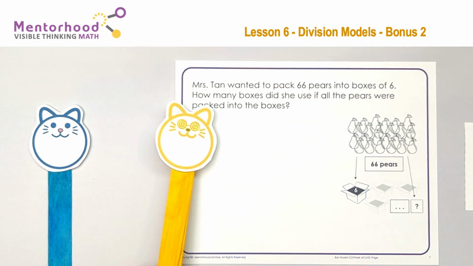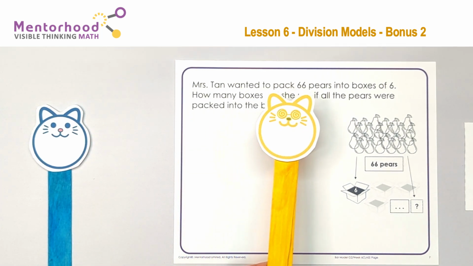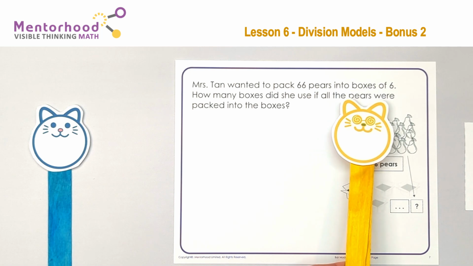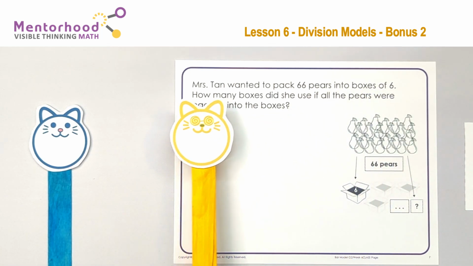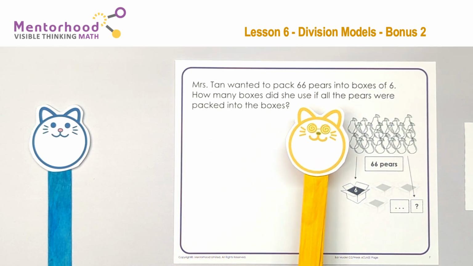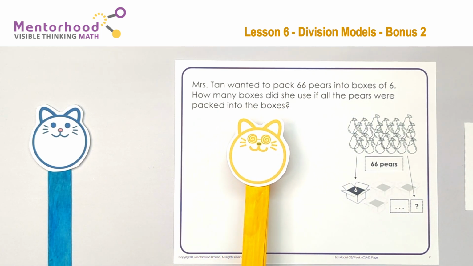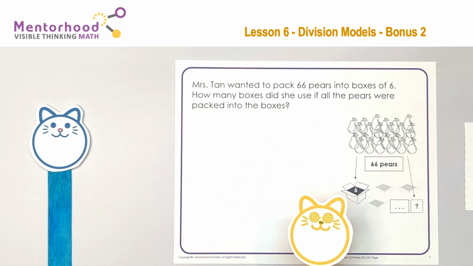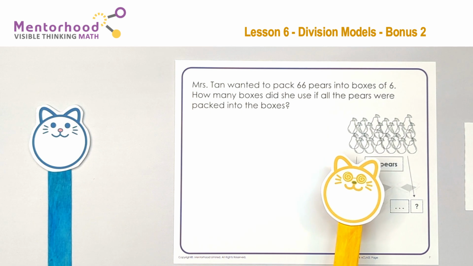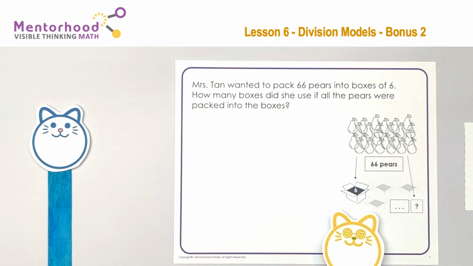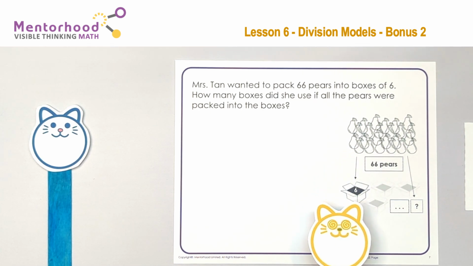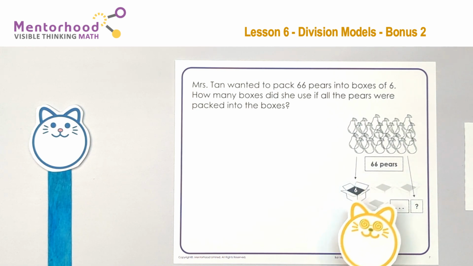All right. Mrs. Tan wanted to pack 66 pears into boxes of 6. How many boxes did she use if all the pears were packed into the boxes? So she had 66 pears and she wanted to put them into boxes of 6. The problem is we don't know how many boxes she would have filled up.